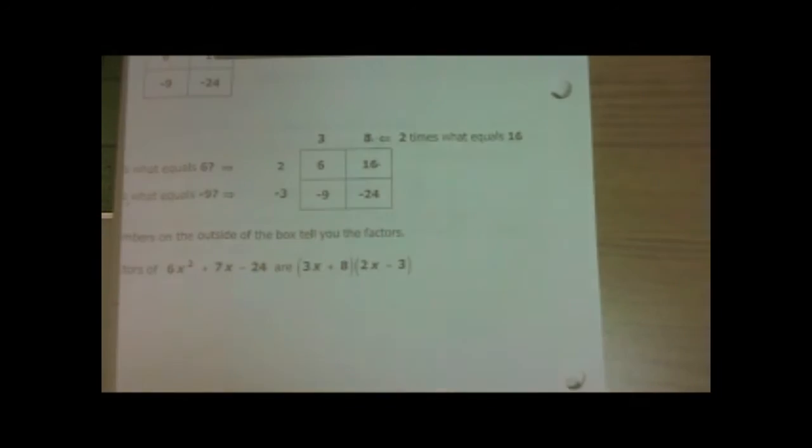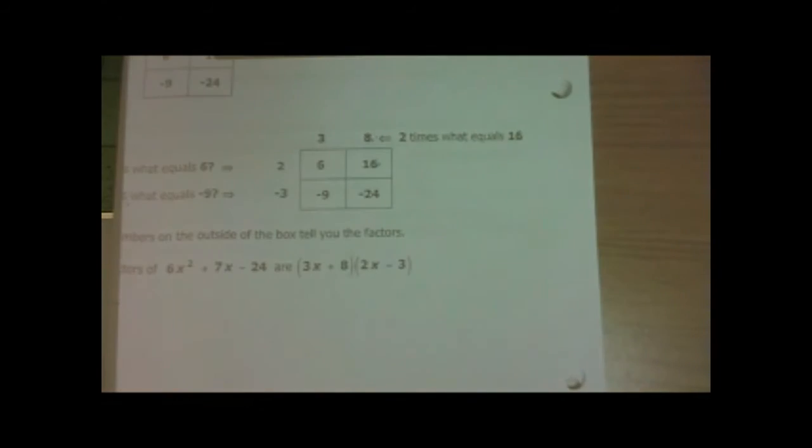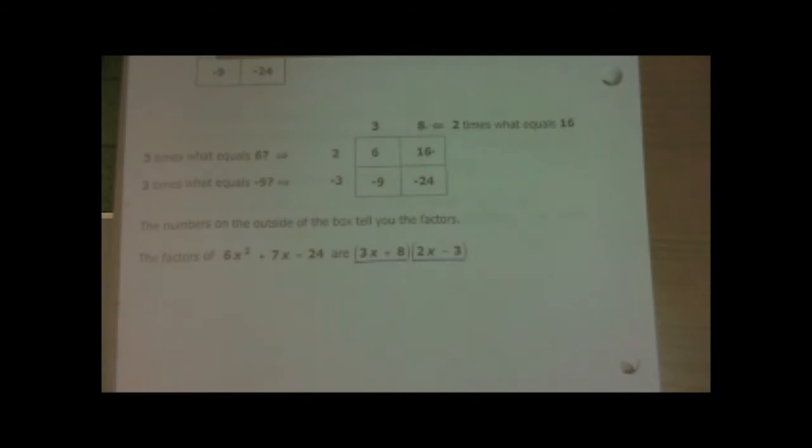Now, the numbers that you have outside of your box give you a clue as to what your factors are. Since you have a 3 and an 8, your first factor is 3x plus 8. Since you have a 2 and a negative 3, you have 2x minus 3. And that's using the box method. So let's go ahead and try another example using the box method.